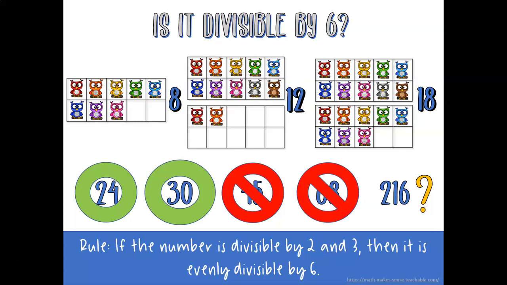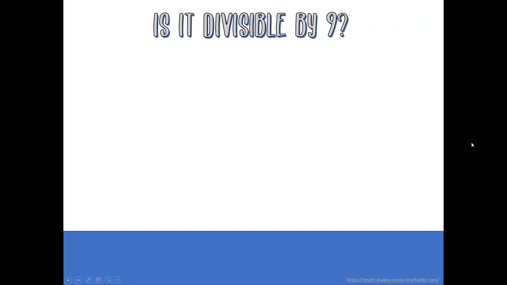Okay, so we left off with the divisibility rule for 6. If the number is divisible by 2, that means if it's even, and by 3, that means if the digits add up to be 3, 6, or 9, then it's evenly divisible by 6. Okay, so we're going to continue. We don't have an easy rule for 7 or 8, so we're just going to look at 9 and 10.